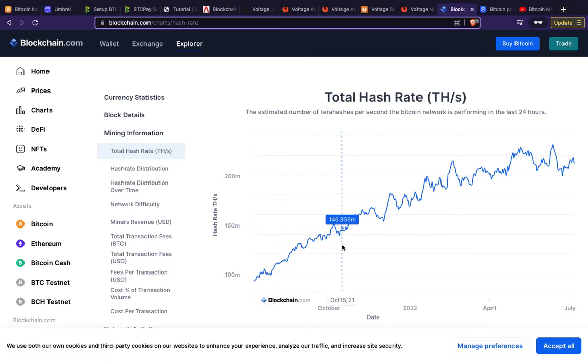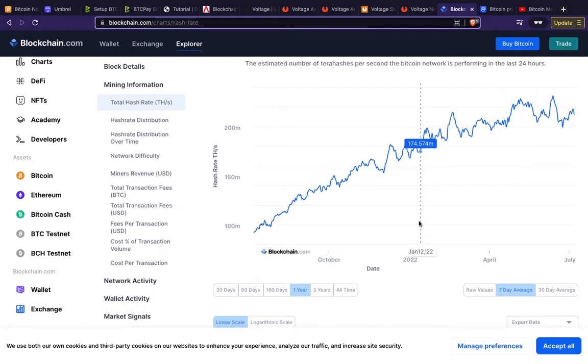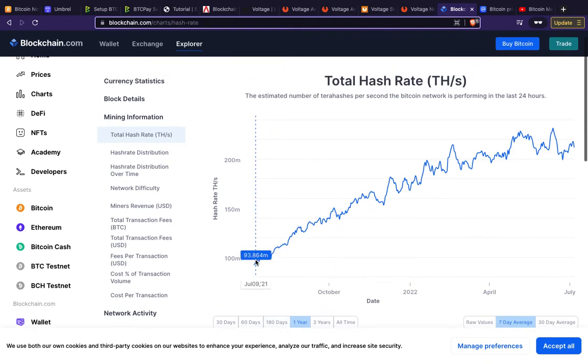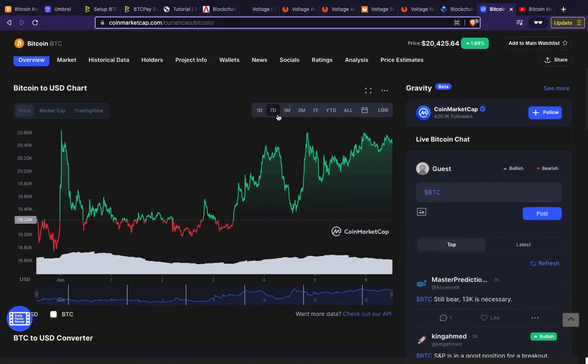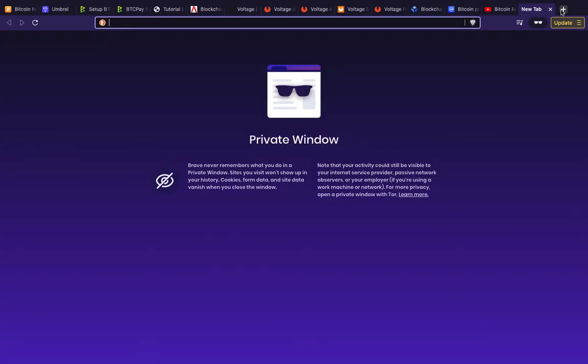Hovering around 212 million hash per second. That's good over here. And as you know, the price is about 20,400. So yeah, we're going up a little bit. Let's look at the Bitcoin rainbow chart.